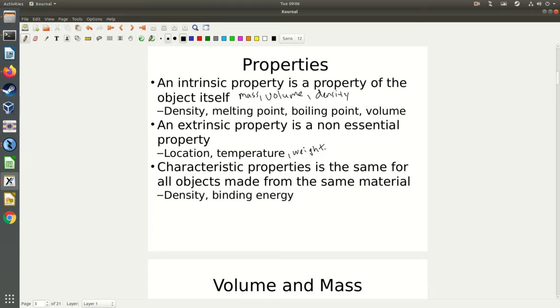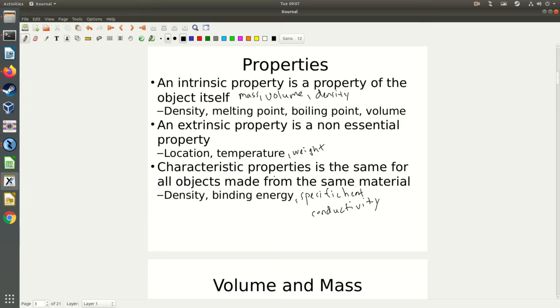Anywho, characteristic properties. It's the same for all objects made from the same material, such as density, binding energy, another example, specific heat, conductivity. Trying to think of things we went over, but I didn't really go over conductivity. But anyways, you kind of get the picture. It's the same for all objects, no matter the mass and volume.